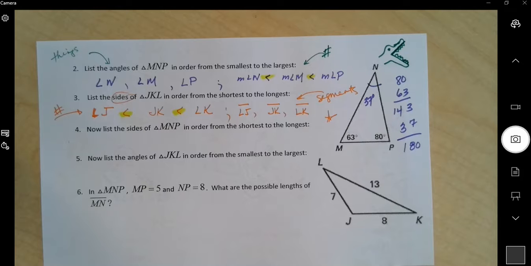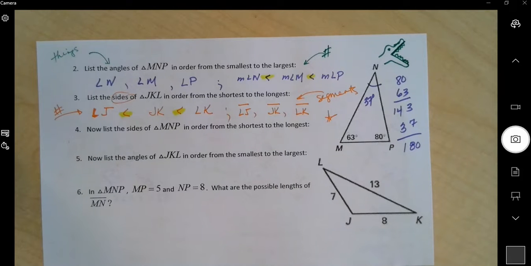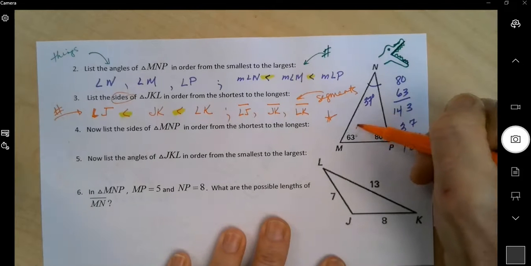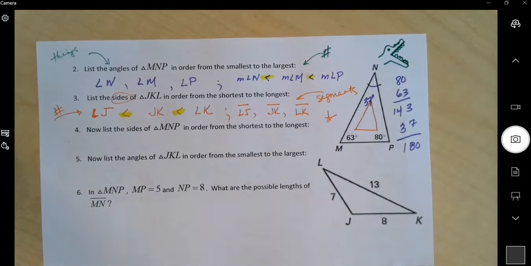So it says now list the sides of triangle MNP. And I'm like, yeah, I don't know anything about the sides of MNP. Because here's the deal. If I drew a triangle the same exact shape as MNP, but smaller, it would have all the same angle measures. So I don't know what their side lengths are. So I'm gonna skip it. Go on to number 5.